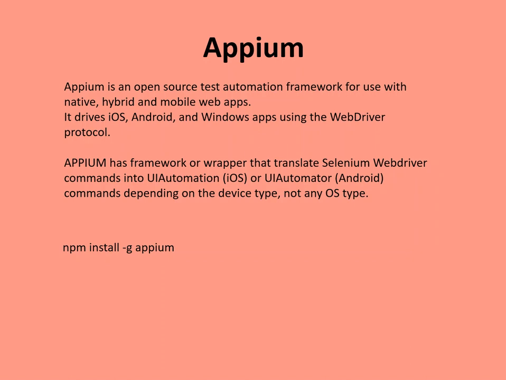Appium has a framework or wrapper that translates Selenium WebDriver commands into UI Automation or UI Automator. If you are using iOS, it makes use of UI Automation to connect to the iOS device. And if you are using Android, you will be using UI Automator to connect to the device. If you want to install Appium, you can try npm install -g appium, or you have the exe file which you can install on Windows and other OSs also.